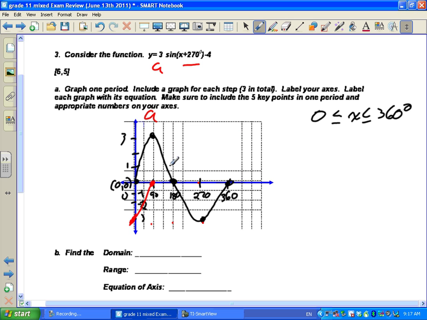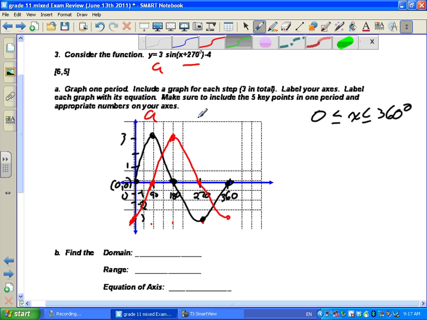What I can do from there is I can just continue the graph if I'm not sure where it would go next. So since this is rising upwards, the next step at 180 will be at 3. At 270, we'll be back down at 0. And at 360, we'll be at negative 3. So almost like we've just drawn a mountain.